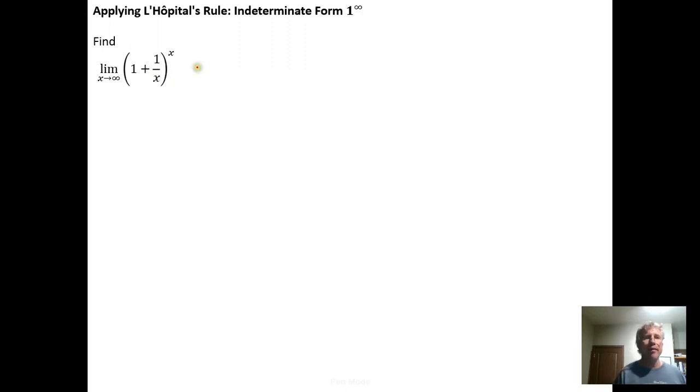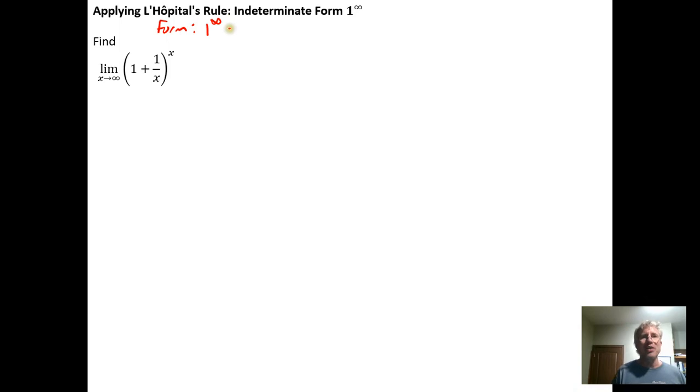The form that we have going on here is, hey, the limit as x goes to infinity of 1 over x is 0 because the denominator is becoming infinitely large and we have a constant numerator. So we get 1 plus 0 is 1. So we've got a 1 sitting in here, and then the exponent x is going to infinity. So the form is 1 to infinity.